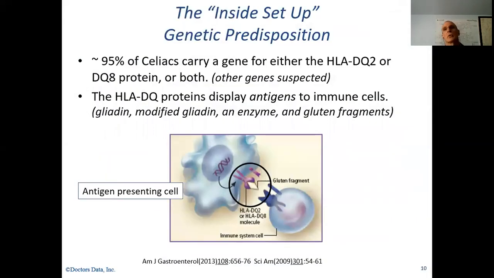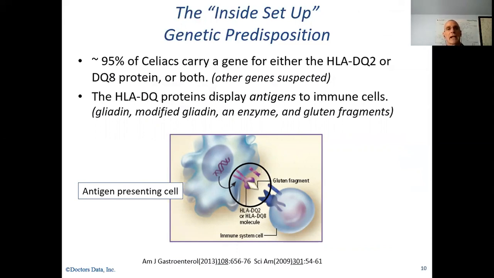Now, it's very important in understanding how and why we use the serology testing for the antibodies to understand the inside setup, and that is the genetic predisposition. Now, 95% of celiacs, not all, but 95% of celiacs carry a gene for either the HLA DQ2, DQ8, or both. And again, other genes are suspected.